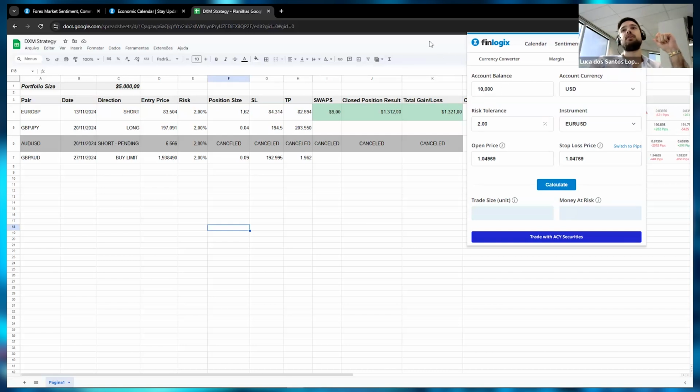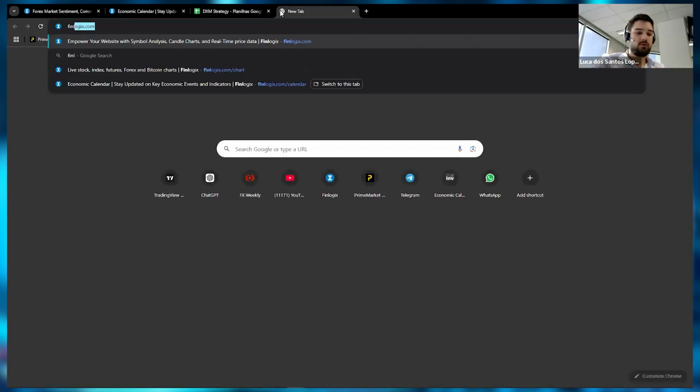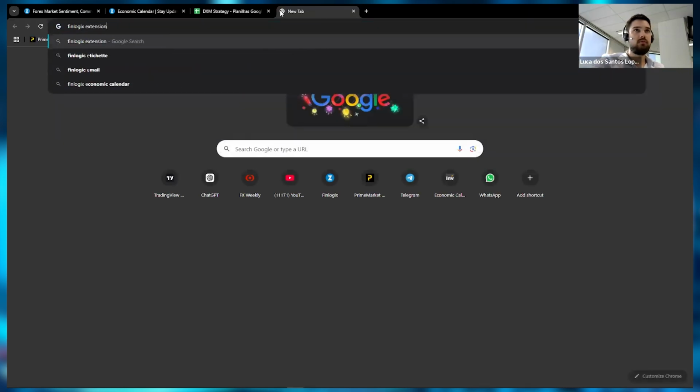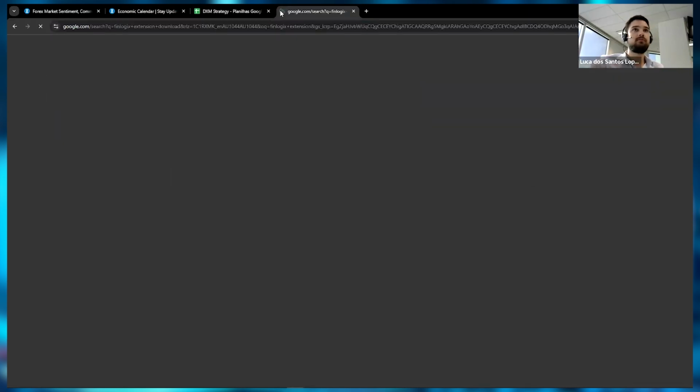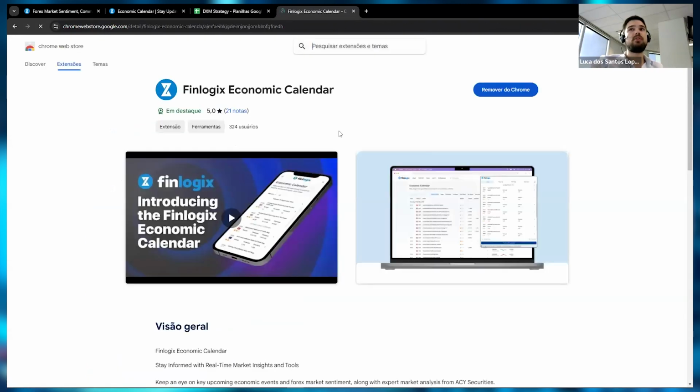How do you get access to the FinLogics plugin? It's very, very easy. You can type in FinLogics extension download, and then you can click on the first link, and you will come to this area. All right, so let me send the link to everyone, the FinLogics extension. There you go. I've sent the link to the chat so everyone can have a look into it.